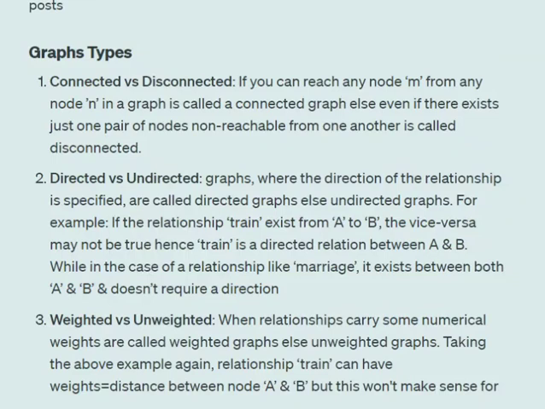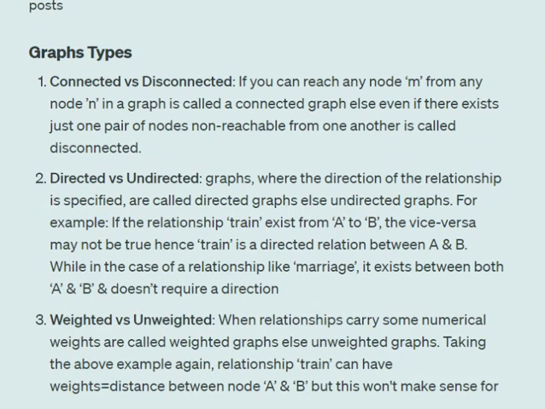So we'll try to understand what are connected and disconnected graphs. In case of a connected graph, if from any node M I can reach any node N in the graph, it is called a connected graph. That means there should be at least one path to move from one node to another in the graph. But a disconnected graph is one where there exists such a pair, just one pair is required, which is not reachable from each other, and it would be called a disconnected graph.